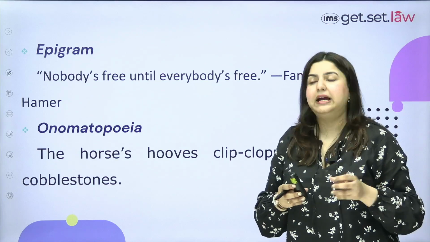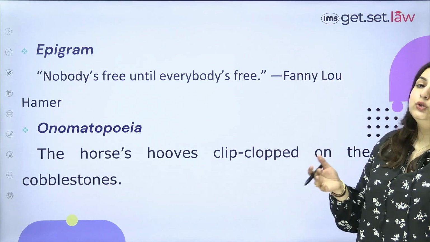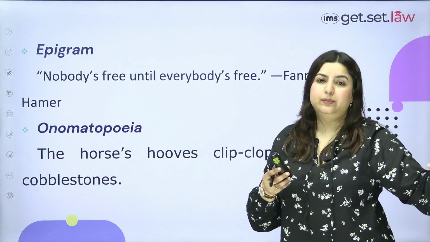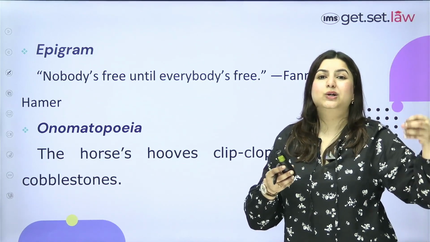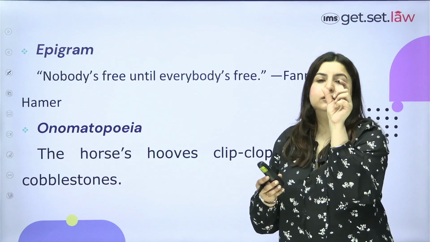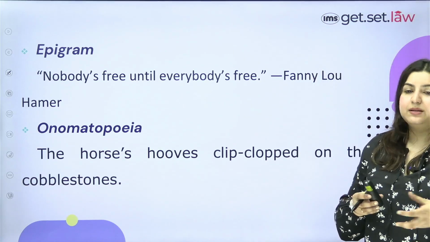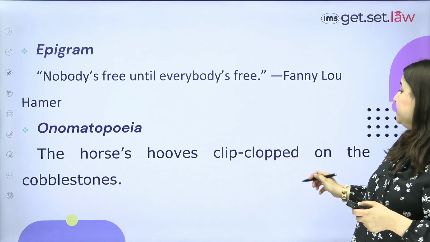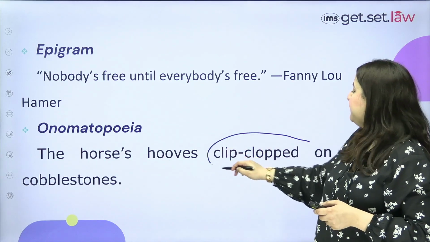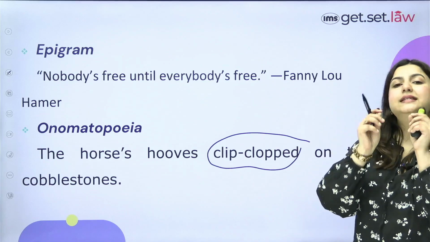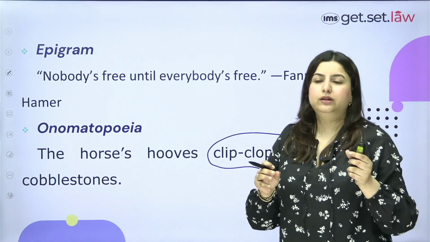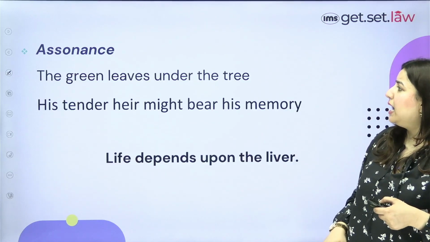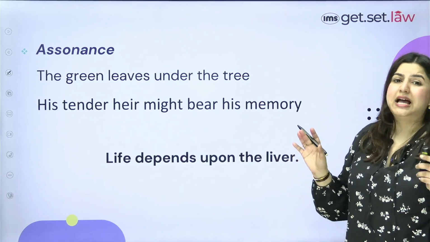Pithy statements, right? And the last one we have is onomatopoeia, which is when in a statement there is emphasis on the sound of something. For example, the ducks quacked. Quacked here determines the sound that the ducks made. Similarly, in this example, the horses' hooves clip-clopped on the cobblestones. Clip-clopped is emphasizing the sound that the hooves made when the horses were probably walking. So that's about this. And then you also have another one, which is assonance.